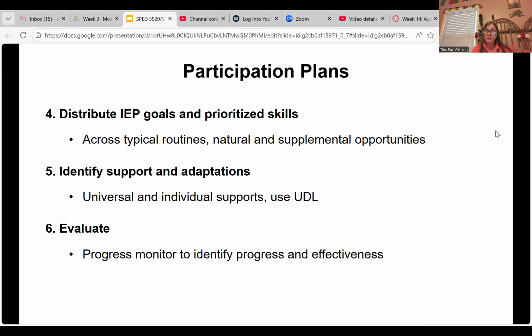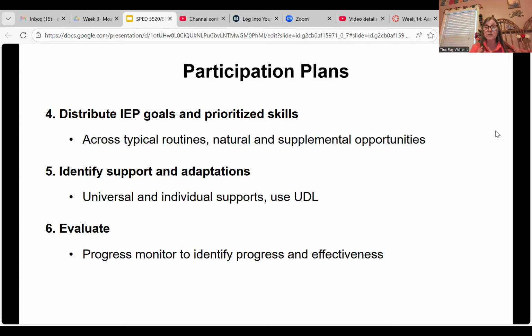And so when you're writing those participation plans, you also want to look for not only that hidden curriculum, but ways that you can embed IEP goals and prioritize skills throughout whatever that routine is. So what is the schedule like? Oh, you know what? We're getting ready to go to lunch. We're going to wash our hands. I am going to distribute this IEP goal, counting to 10, for example. I am going to embed it in the natural opportunity of washing hands. And we're going to lather and wash our hands while we rote count to 10, because that is one of your IEP goals. We're going to work on that.